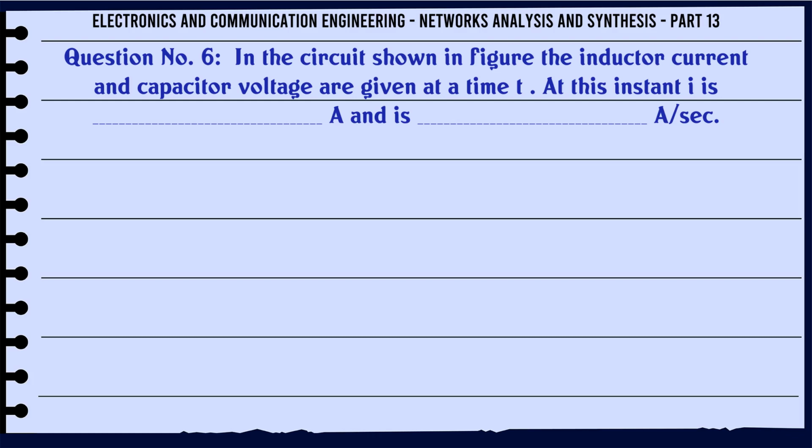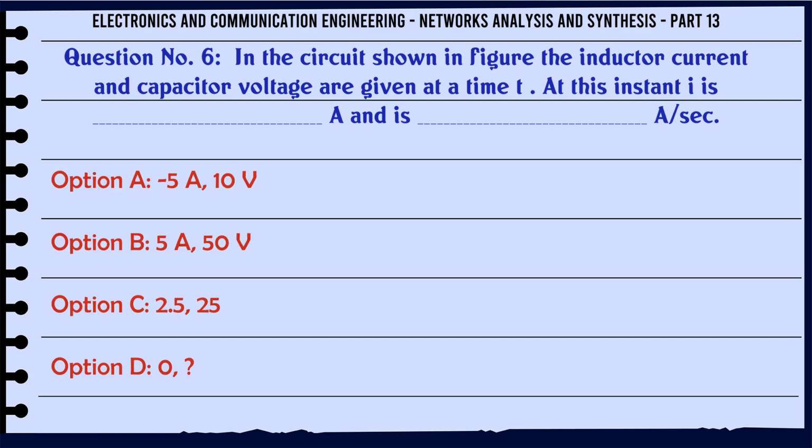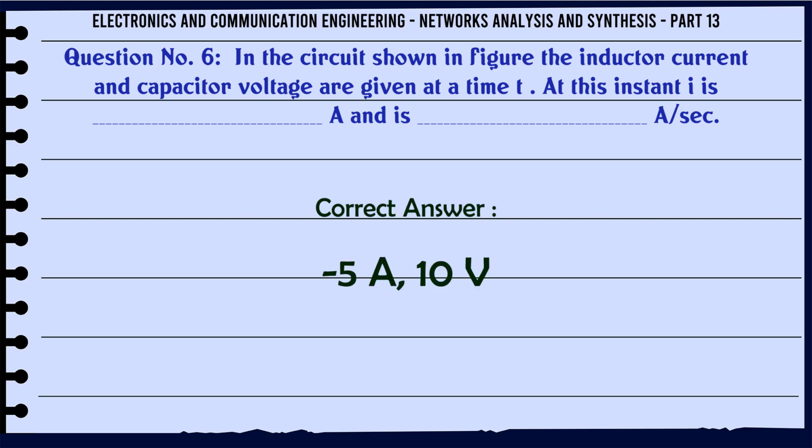In the circuit shown in figure the inductor current and capacitor voltage are given at a time t. At this instant i is A and v is V. A 5 A 10 V, B 5 A 50 V, C 2.5 A 25 V, D 0. The correct answer is 5 A 10 V.